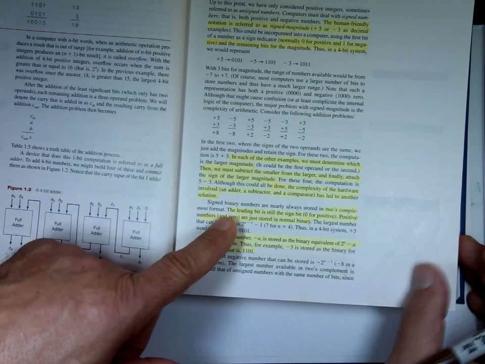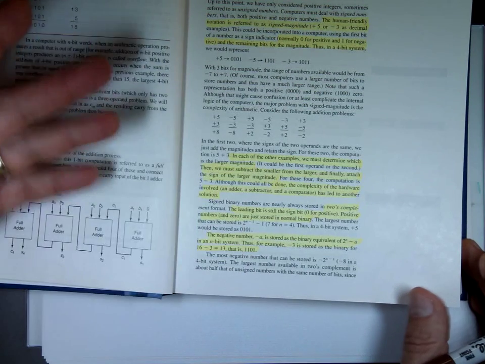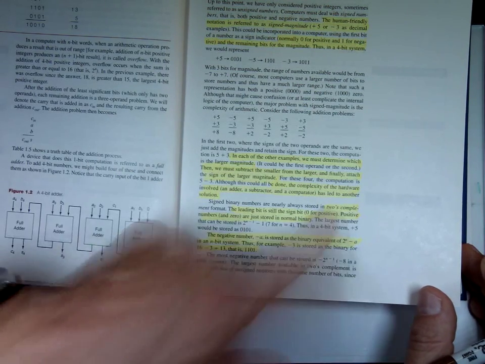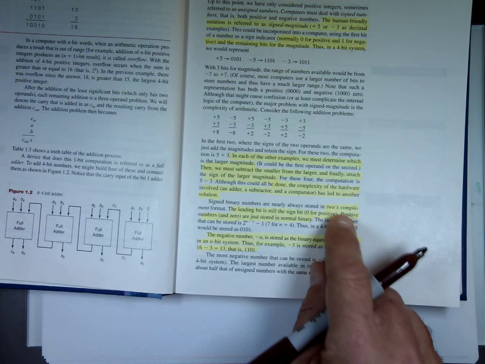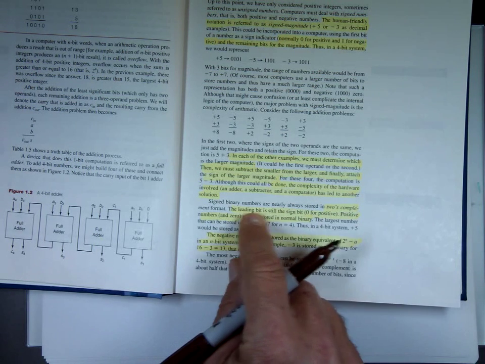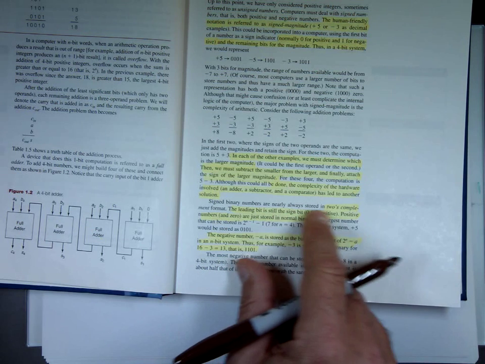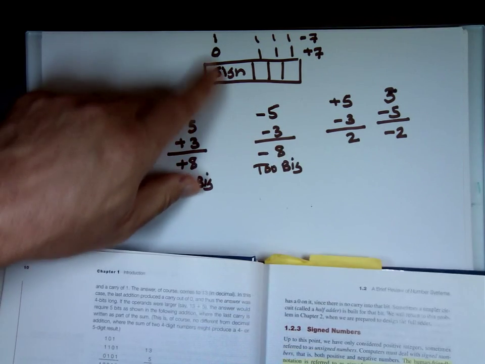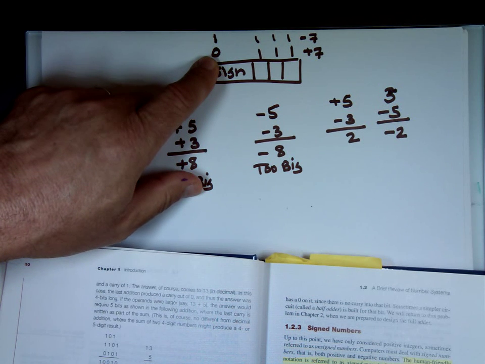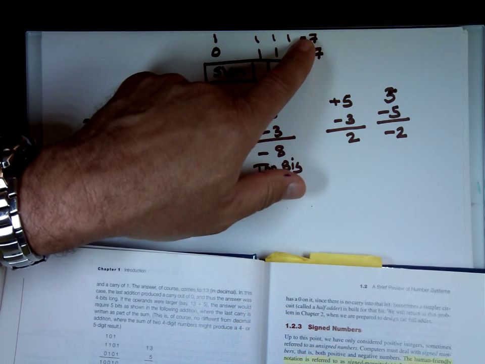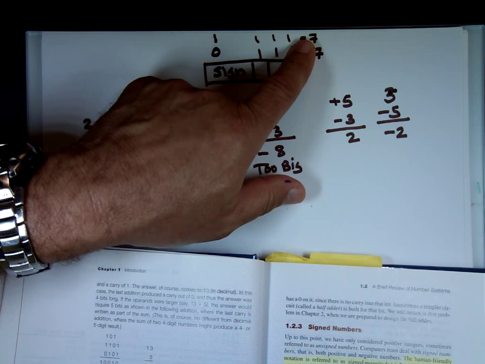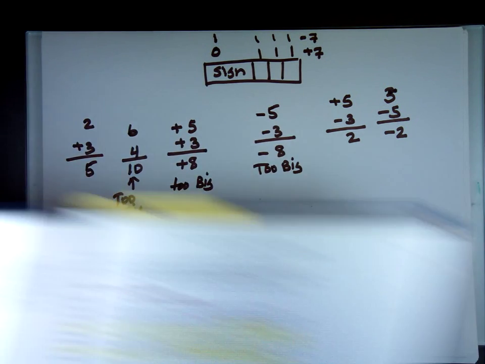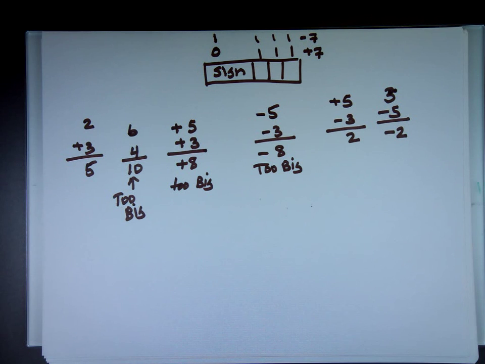Now, another way of doing that is something known as the 2's complement. See that 2's complement here? Signed binary numbers are nearly always stored in 2's complement. How do you store a negative number? We don't want to give that digit away. It's bugging me to give that digit away. I don't want to give it up, because I'm limited now by plus or minus 7. So I can store the numbers in 2's complement. So let's talk about 2's complement.